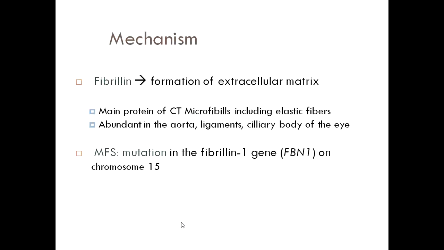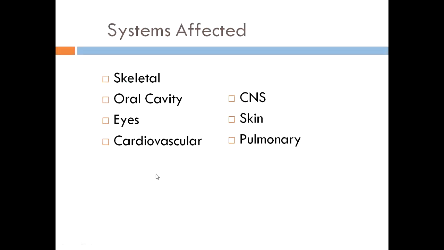So this fibrillin is an important part of the extracellular matrix. It's the main protein of microfibrils, including elastic fibers. It's abundant in aorta, ligaments, and ciliary body of the eye. Marfan syndrome is due to mutation in the fibrillin 1 gene that occurs on chromosome 15. Systems affected are skeletal, oral, eyes, cardiovascular, central nervous system, skin, and pulmonary.